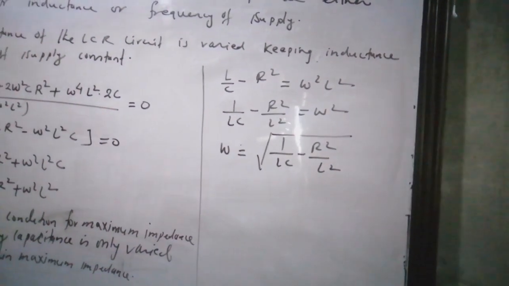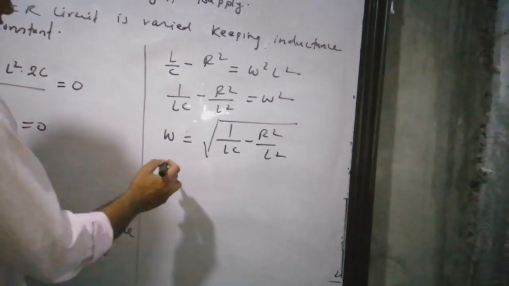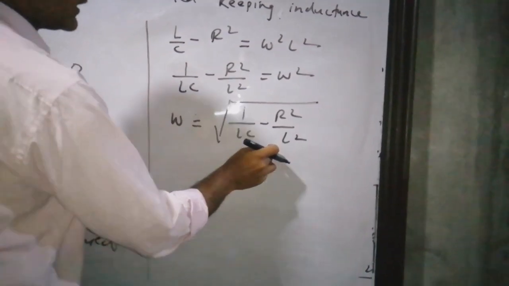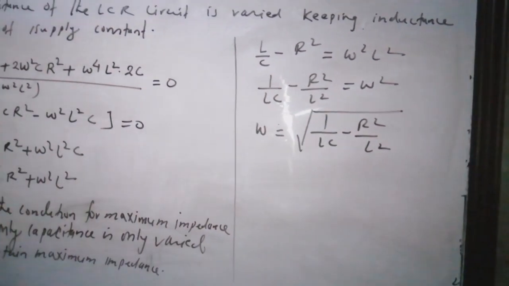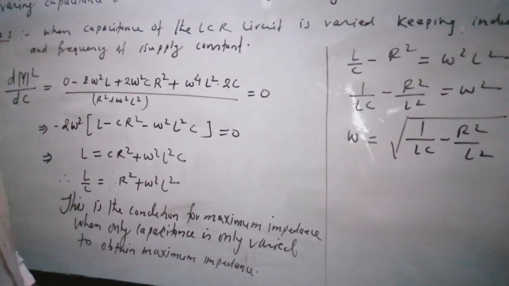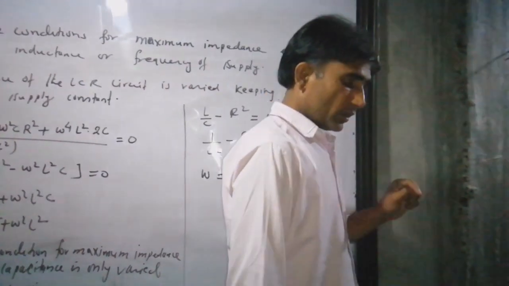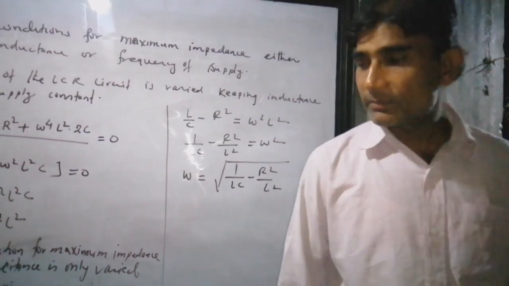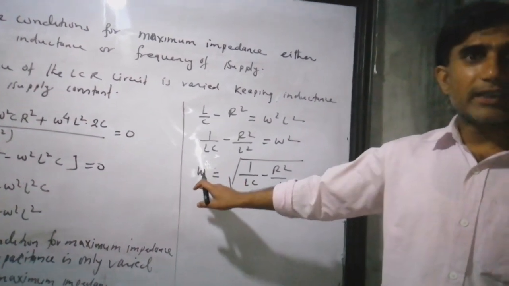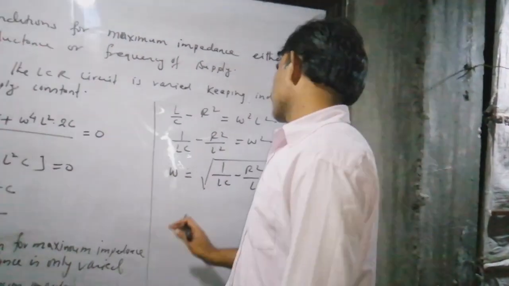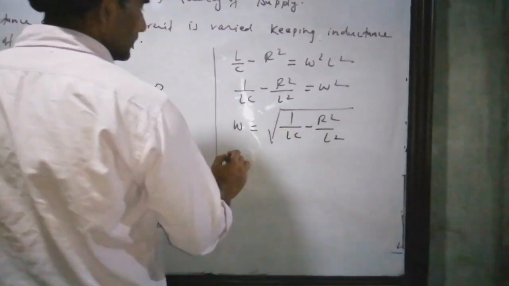And so friends, fortunately we got the same as the antiresonant frequency, yes. So when capacitance is varied, at that frequency we get the maximum impedance, when anti-resonance happens. So the anti-resonance frequency was this only.